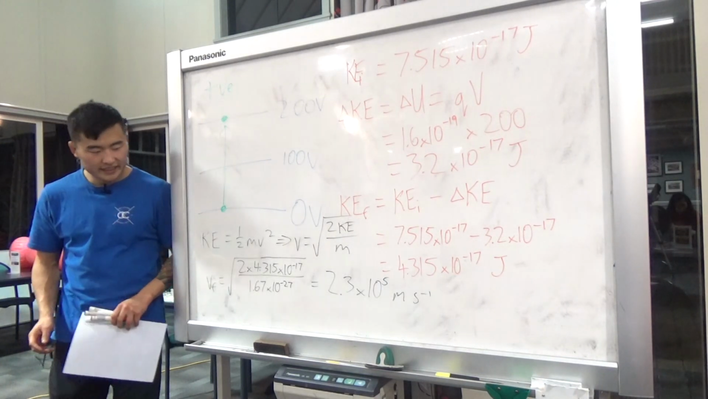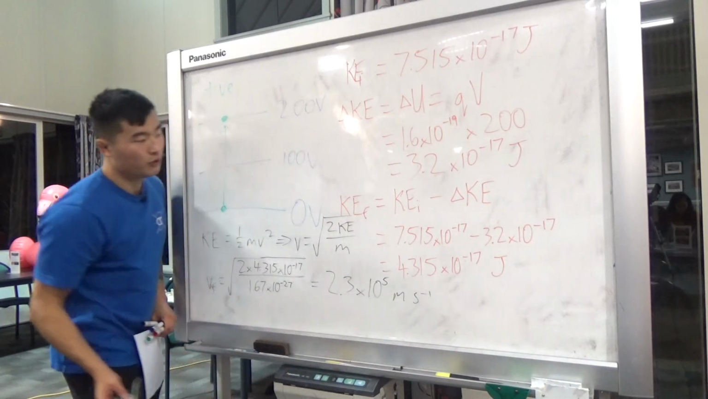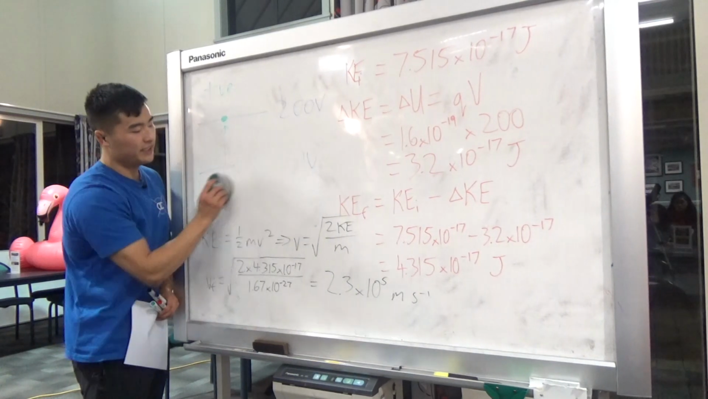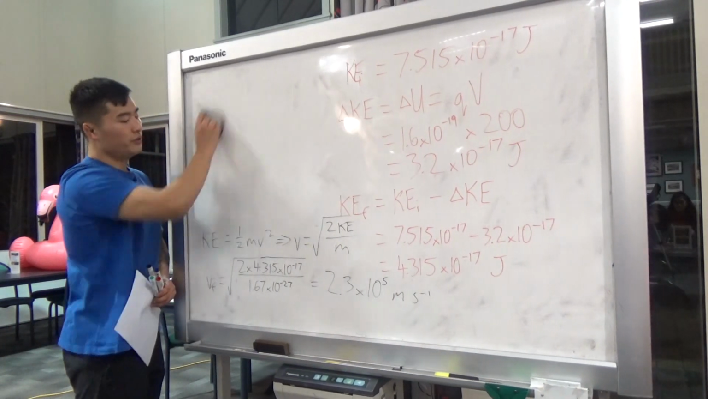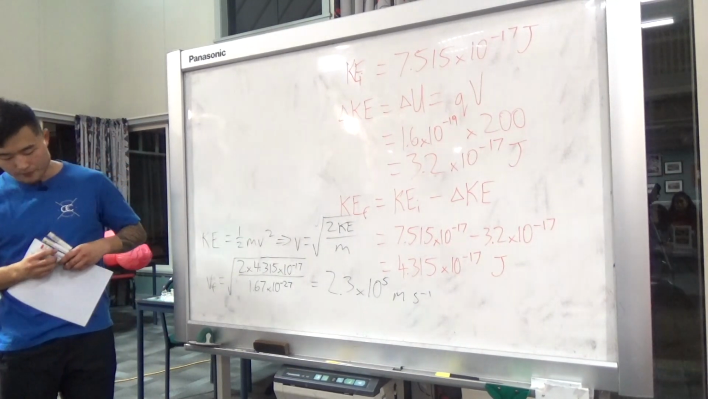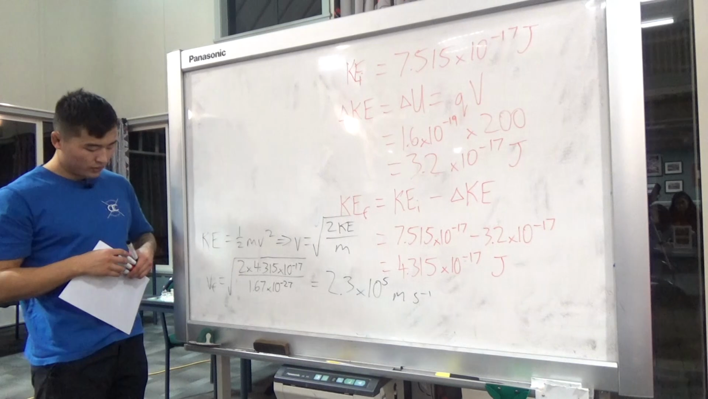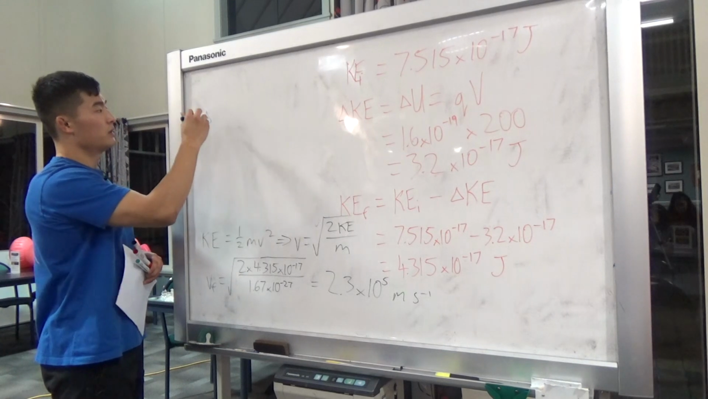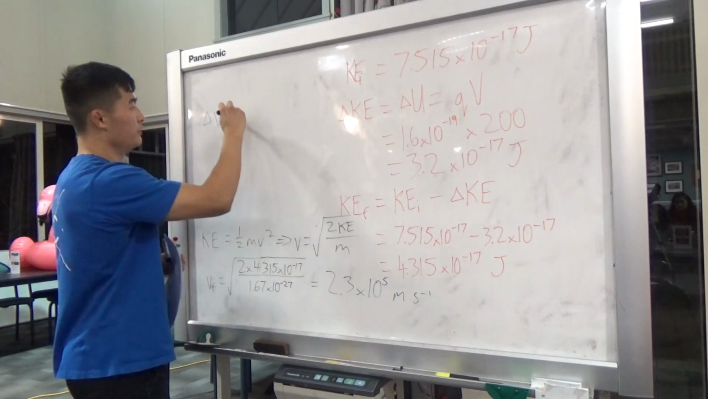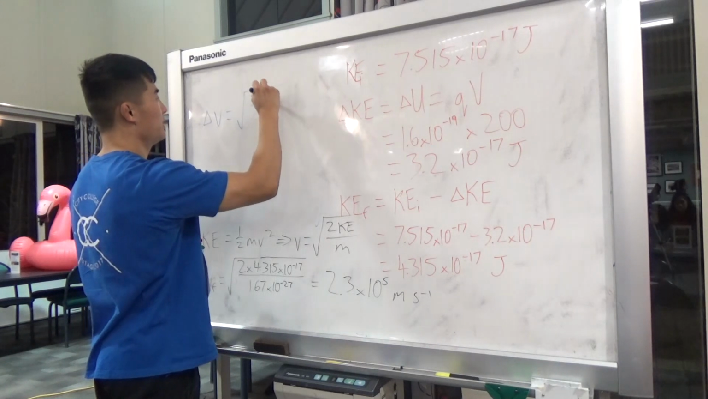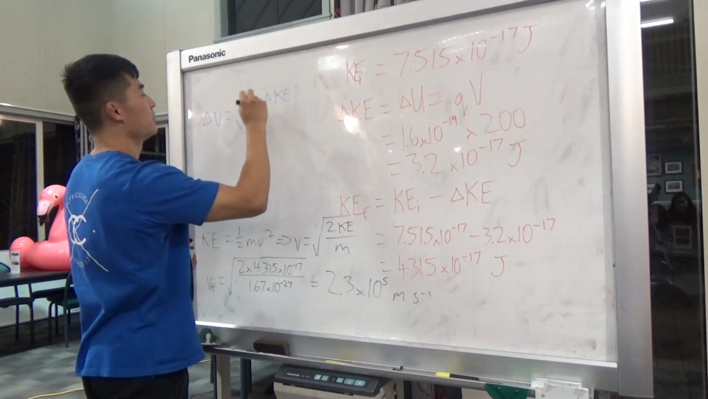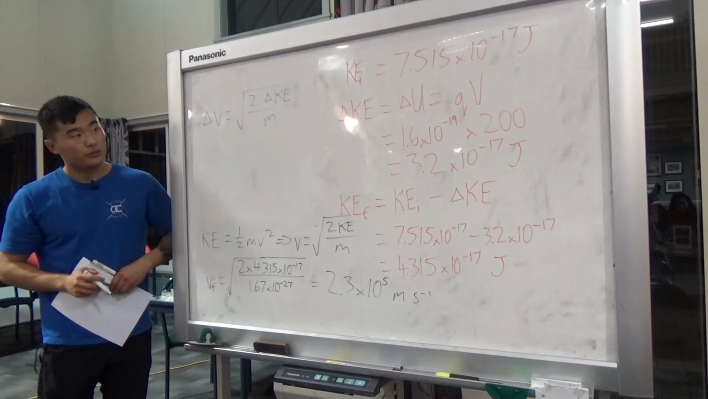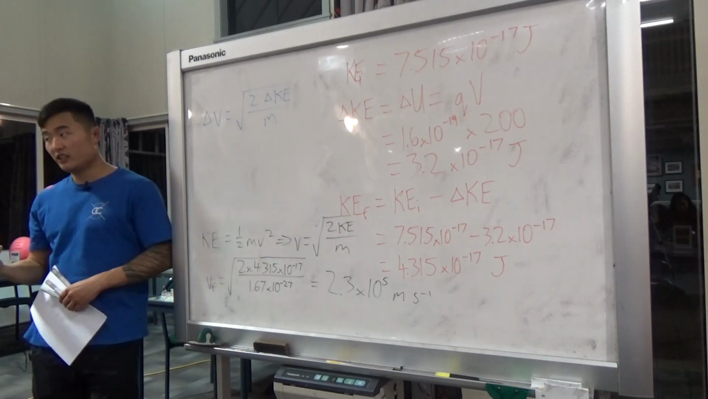So you might be asking, why didn't we just use the change in velocity will be equal to the change in kinetic energy? So you've got the change in velocity is equal to 2 times the change in kinetic energy divided by the mass. So you can only do this when the initial velocity is 0.